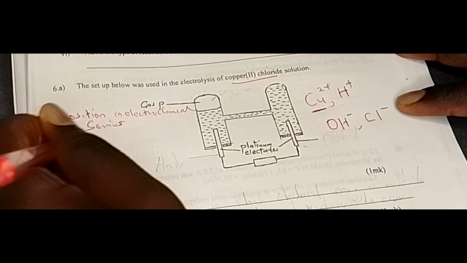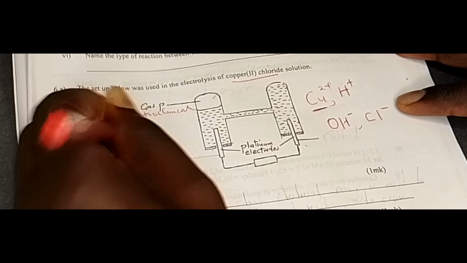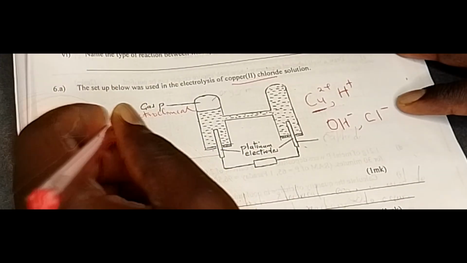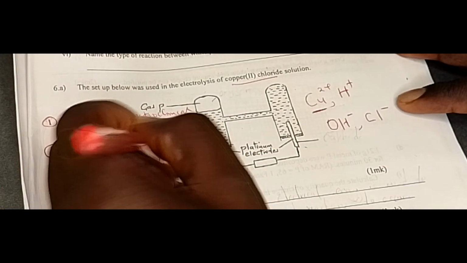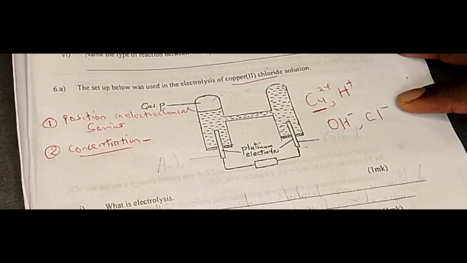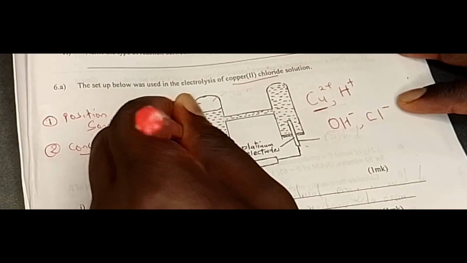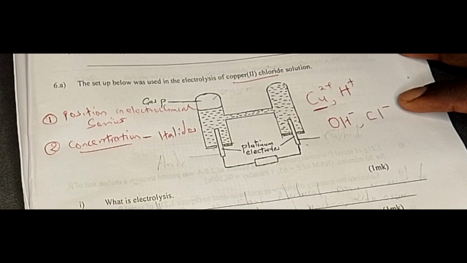Number 2 is the factor of concentration. The factor of concentration will only affect the ions at the anode. To be more specific, we only look at the ions which are the halides, in other words, the halogens. The factor of concentration will only affect the halogens, and halogens are going to be preferentially discharged if they are of higher concentration, or if they are concentrated.